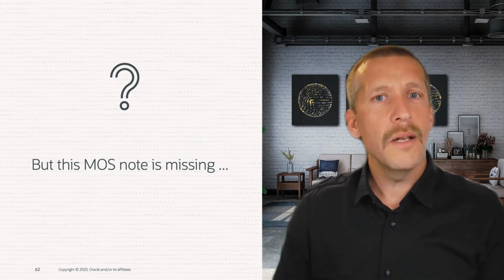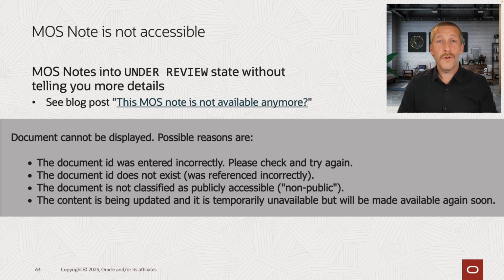Does that sound familiar? Have you ever tried to search for a document ID on My Oracle Support only to get an error back saying that the document cannot be found? But you know that that document exists. What's going on? Probably the note has been taken down temporarily for review. Sometimes we get feedback on our MOS notes. There's a feedback function in My Oracle Support, and also us as employees, we can come up with suggestions to make the MOS notes even better.